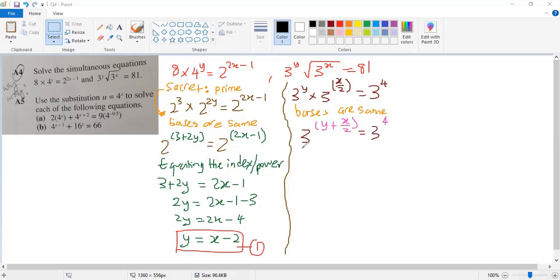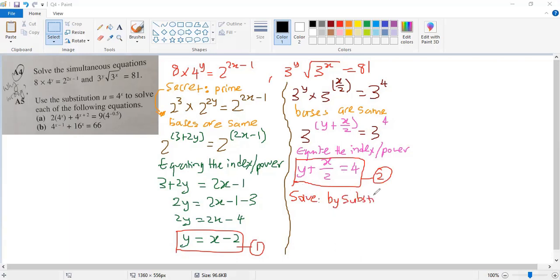And then we can equate the index of power. When you equate the index, the pink one, y plus x over 2 equals 4. When the base is the same, we can do that. So the law becomes a bit clearer now. At this juncture, I want to substitute and solve. The idea is just to solve by substituting, using equations 1 and 2. In the place of y, we use the other letter.